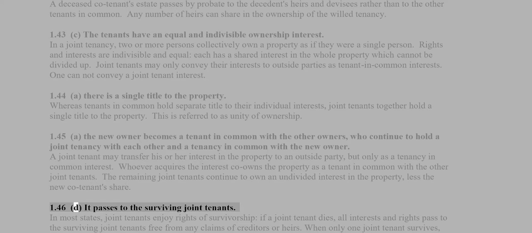1.46 d. It passes to the surviving joint tenants. In most states, joint tenants enjoy rights of survivorship. If a joint tenant dies, all interests and rights pass to the surviving joint tenants free from any claims of creditors or heirs. When only one joint tenant survives, the survivor's interest becomes an estate in severalty, and the joint tenancy is terminated.